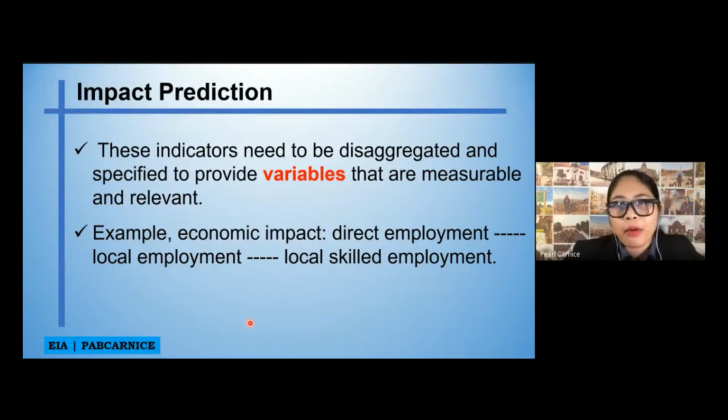So, for example, for economic impact, we have to check the direct employment that would relate to local employment, and of course, local skilled employment, whatever it is.